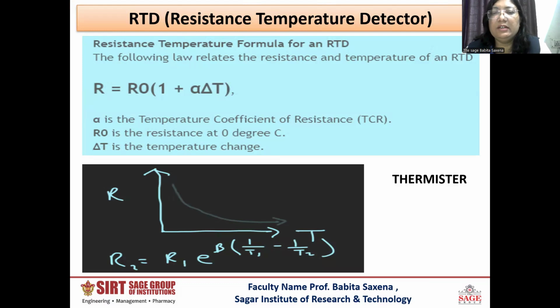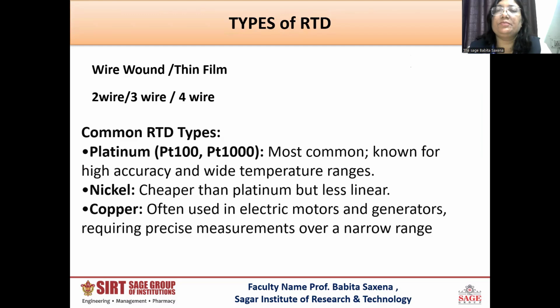In the thermistor, you can clearly see that with a rise in the temperature, the resistance changes exponentially. So the negative temperature coefficient is larger than the positive temperature coefficient. That's why the sensitivity, or the response, of the thermistor is more as compared to the RTD.